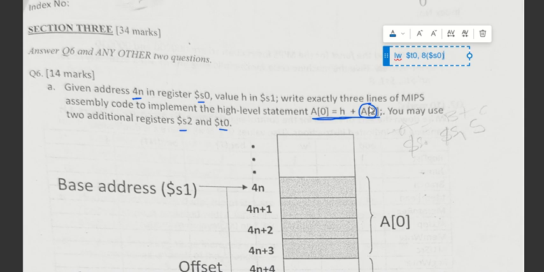Now, the next part you are to do is to also execute h plus that value. So you've been able to fetch this one into a register. You are now to execute h plus that value. To execute h plus that value, the same procedure.